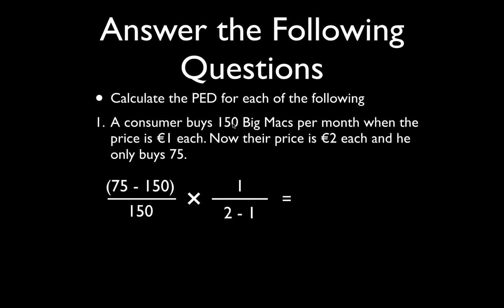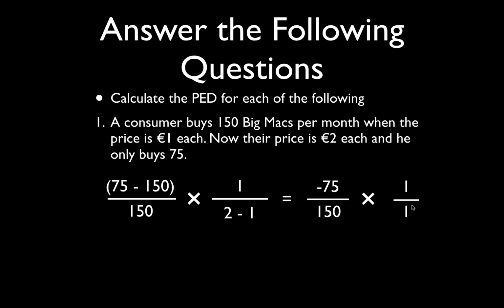You write an equal sign. Then all you do is try and simplify each fraction on its own. So 75 minus 150 is minus 75 over 150, multiplied by, okay, the top line is 1, granted, over 2 minus 1, which is 1.